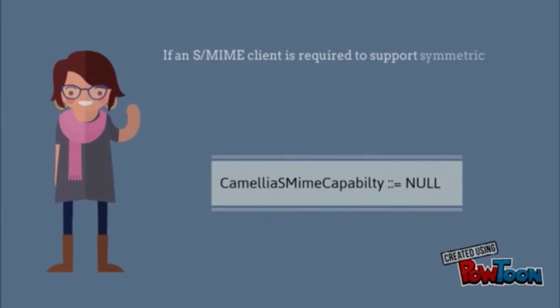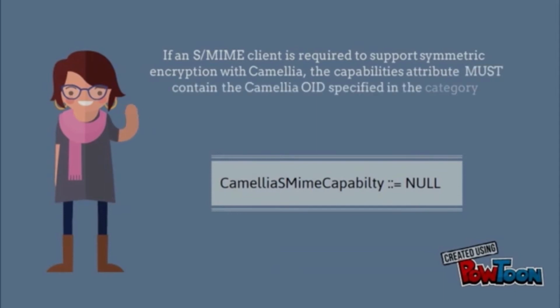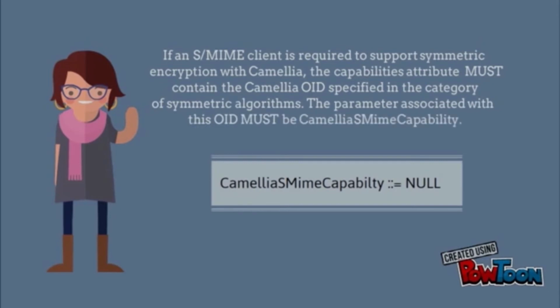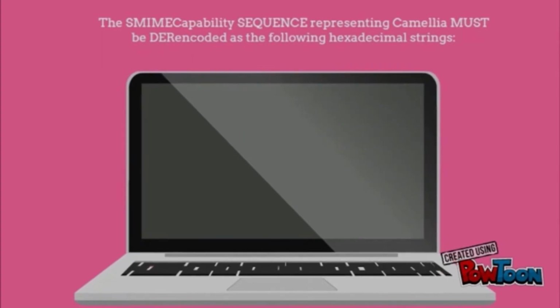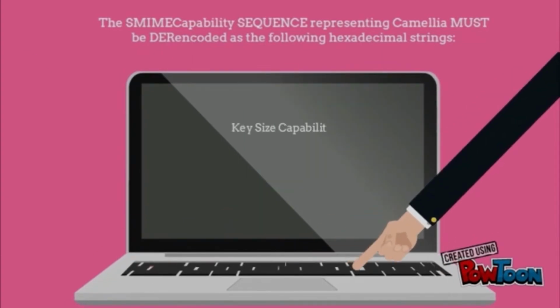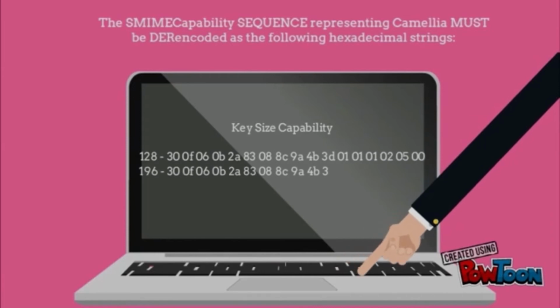If an S/MIME client is required to support symmetric encryption with Camellia, the capabilities attribute must contain the Camellia OID specified in the category of symmetric algorithms. The parameter associated with this OID must be Camellia S/MIME capability. The S/MIME capability sequence representing Camellia must be encoded as the following hexadecimal strings.